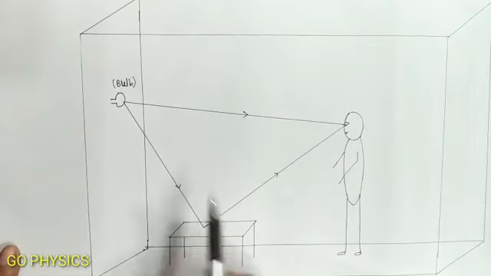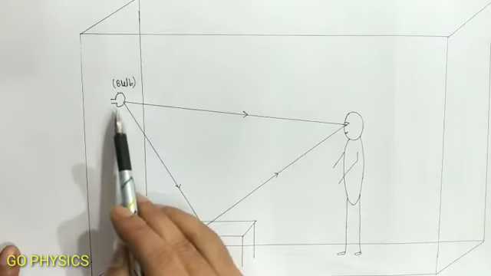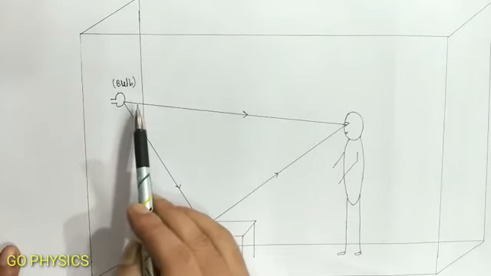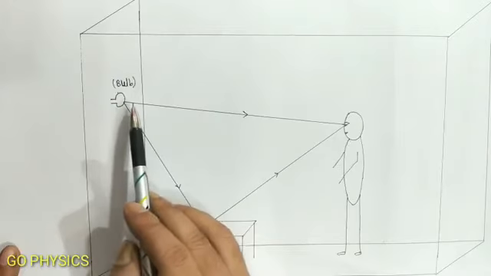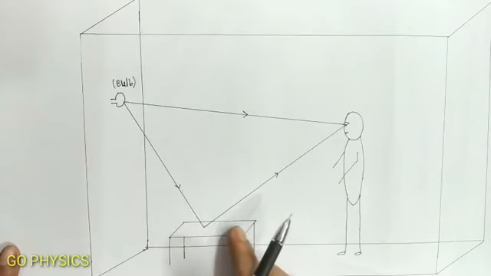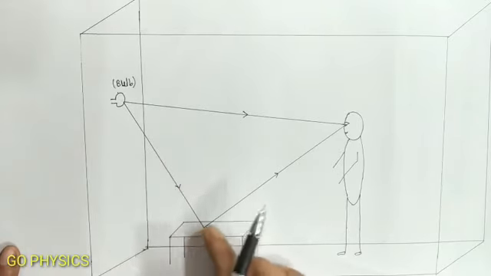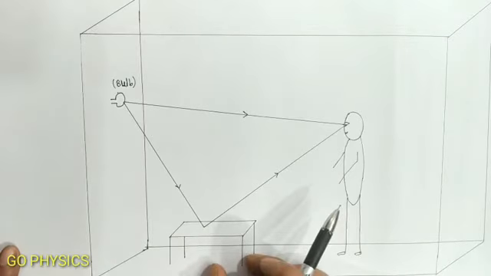In this case, the bulb emits its own light, and such objects are called luminous objects. And the table does not emit its own light, it is reflecting the light which is coming from the bulb. So the table is a non-luminous object.